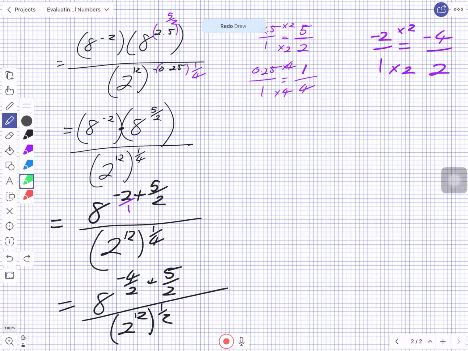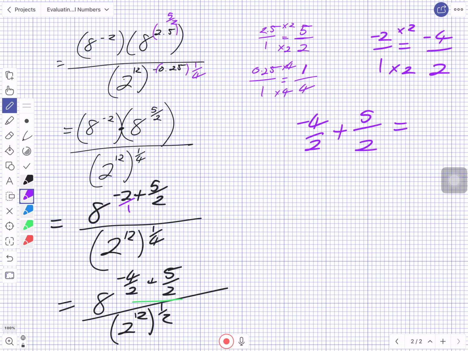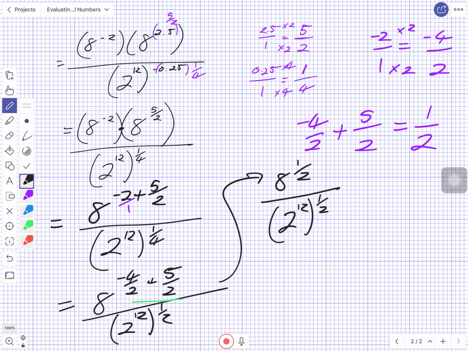Yeah. Let's go back. So we can now work on just this adding of this fraction. I'll do it in purple again. So negative 4 over 2 plus 5 over 2. Well, we know the base will be 2. Negative 4 plus 5 is actually just 1, so it becomes a half. So great. The very next step to this is 8 to the power of 1 over 2 divided by 2 to the power of 12 to the half. So when we have an exponent of a power, do you know what rule we use for that? Adding. Adding is when we're multiplying them, but this is an exponent of an exponent. Oh, you would.